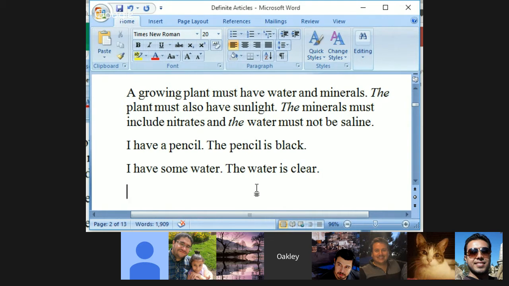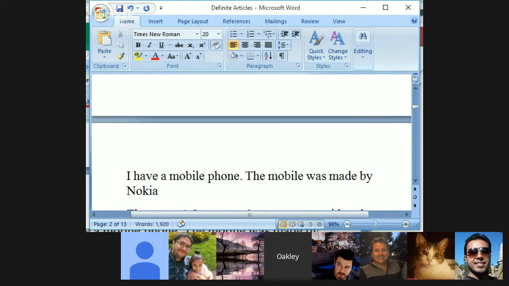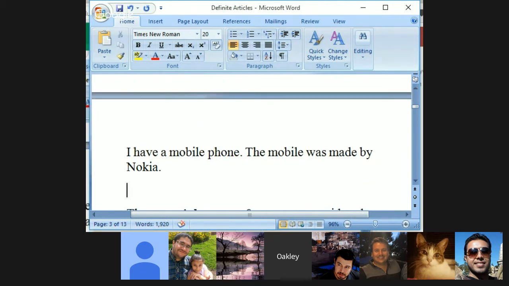I have a mobile phone. The mobile was made by Nokia. Okay, that's it. You got it. Mobile phones are countable. You could have three phones, so we use a. That's perfect. Thank you. Carolina, give it a try.